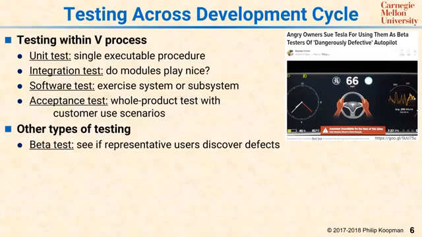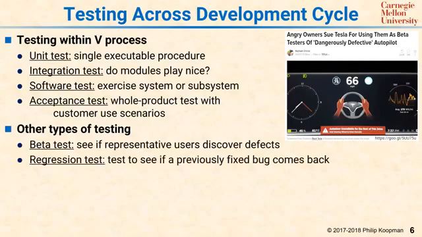Strictly speaking, beta testing should not be a full-scale public release, but rather should be released to just a few trusted customers who have reasonable expectations and are going to be very diligent in reporting bugs back to you. Regression testing is an approach to testing to see if a previously fixed bug comes back.